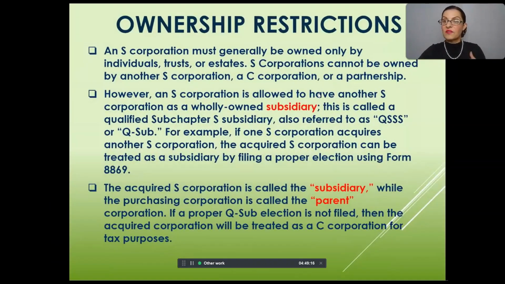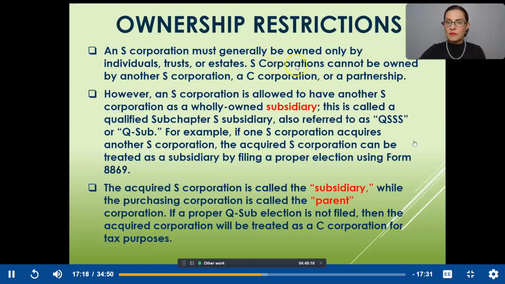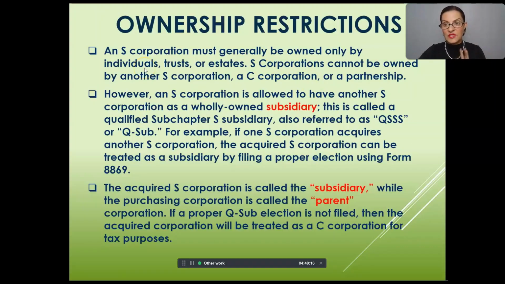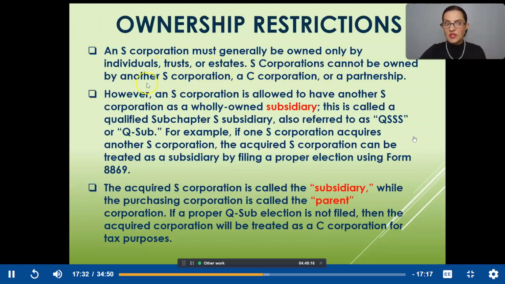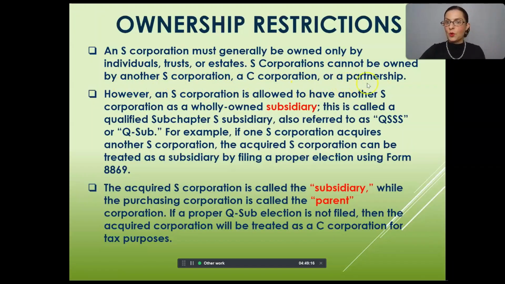Ownership restrictions. Now, there are very strict rules on who or what type of entity or people can be shareholders in an S corporation. An S corporation generally can only be owned by individuals, and those individuals have to be either a U.S. citizen or a U.S. resident. Non-resident aliens cannot be shareholders in an S corporation. Or trusts or estates. S corporations cannot be owned by another S corporation, a C corporation, or a partnership. Once again, we talked about that exception where a 501c3 can own S corporation stock. That's okay. However, there is one other exception to this rule.